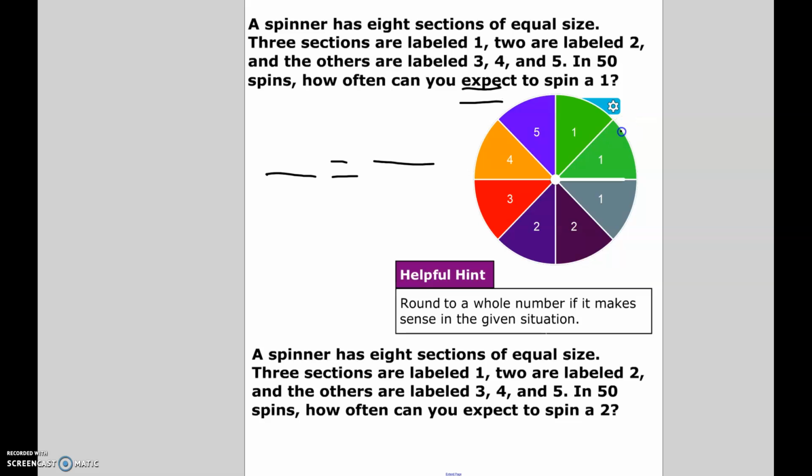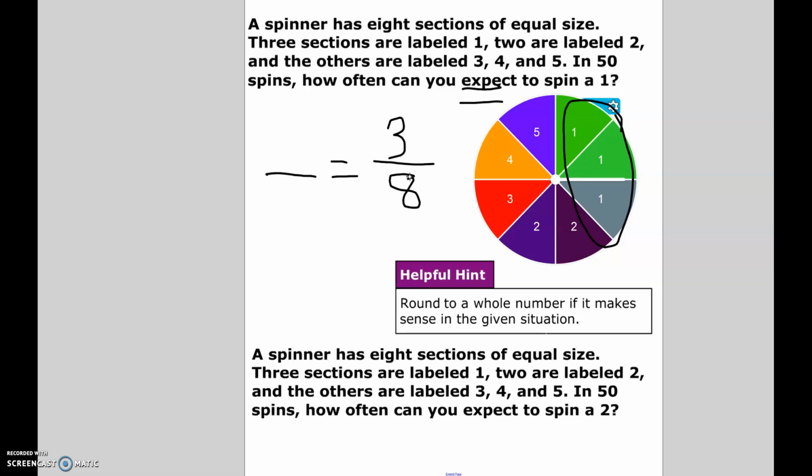So I'm just counting how many of these on the spinner have a 1, and that is 3 of the sections. And probability is always out of the total. So there are 8 total sections on that spinner. So we don't have a percent. Now we're doing a fraction. 3 out of the 8 are the number 1.